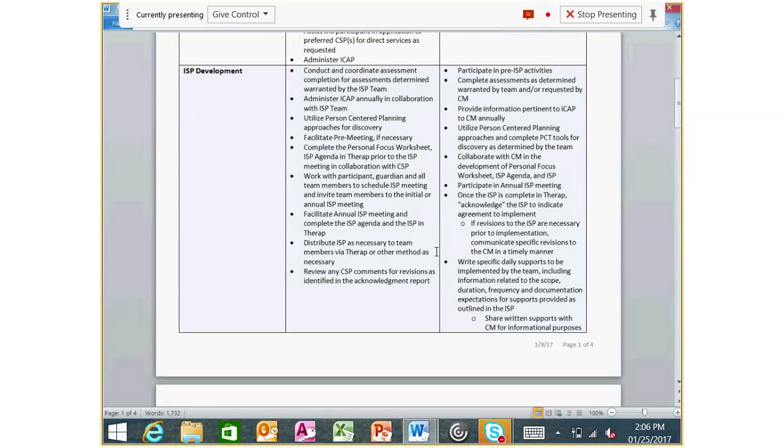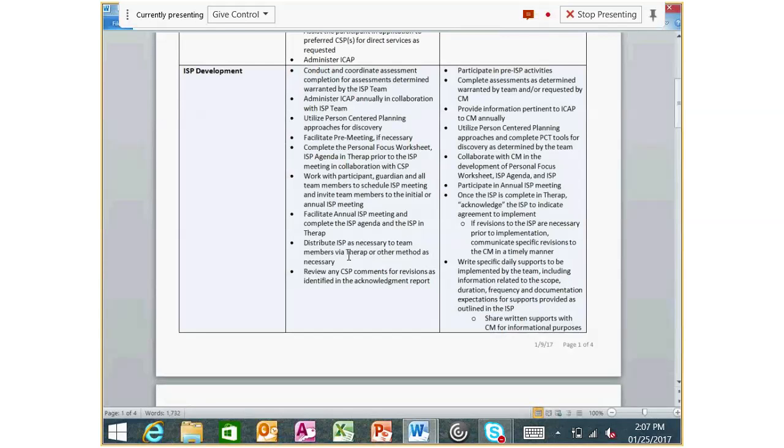You'll also review any CSP comments that may be made after the ISP is entered into the TheraP system. CSPs have the option to approve any ISP that comes through, and so the case manager is responsible for viewing all and updating the ISP based on those comments. The guide for case managers that has more detailed information about all of these areas is one of the attachments that's available for download as part of this presentation.